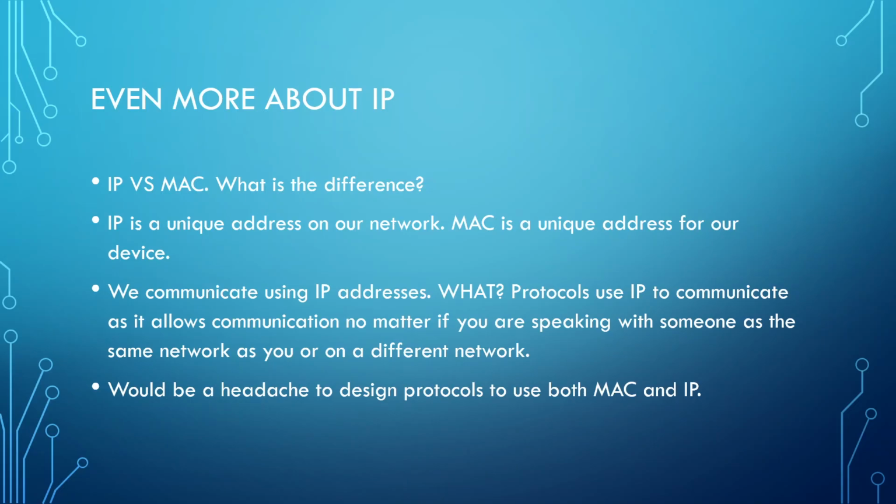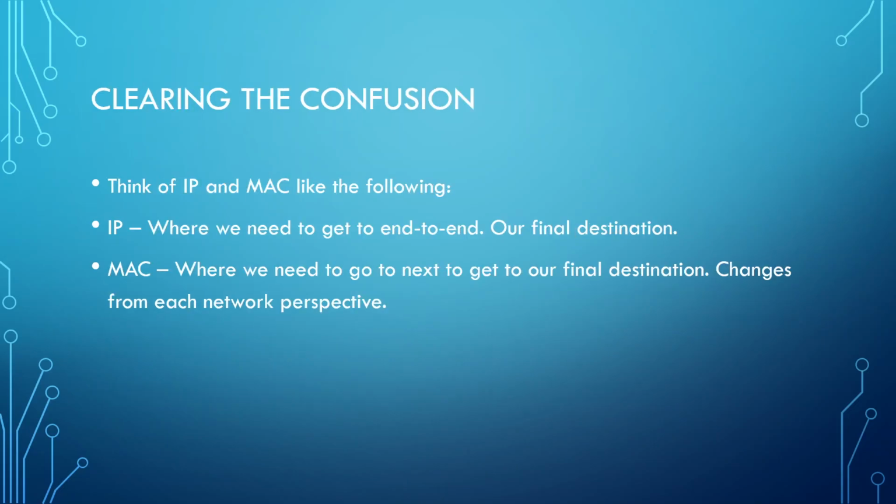This way, by only using IP for communication, it allows for simplicity in that we can essentially have one application to rule them all, one application to communicate with devices on the same network and to communicate with devices on another network. Again, MAC only allows for local communication, and we'll see why it only allows for local communication a bit later on as well.